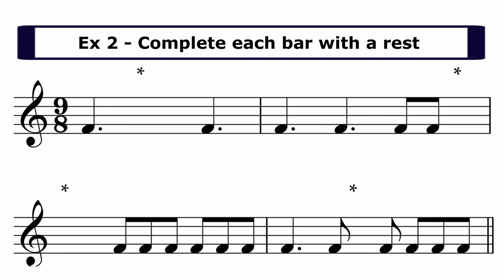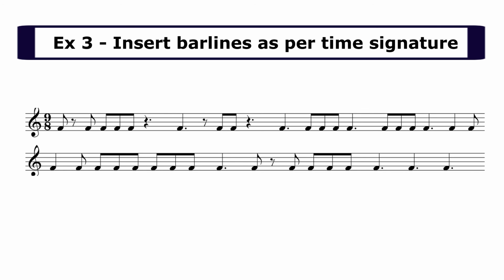In the second exercise, exactly the same approach. However, instead of placing a note below the asterisk, you place a single rest there. The third exercise requires us to just rule a bar line after every third beat. So once again, you count your 3 beats and then rule a bar line. And that is it for our theory lesson in compound time.